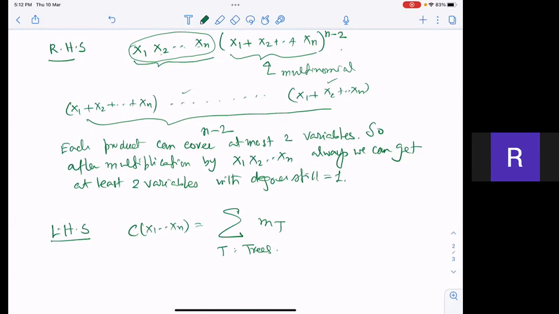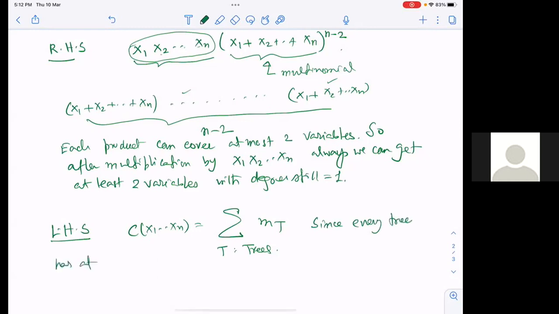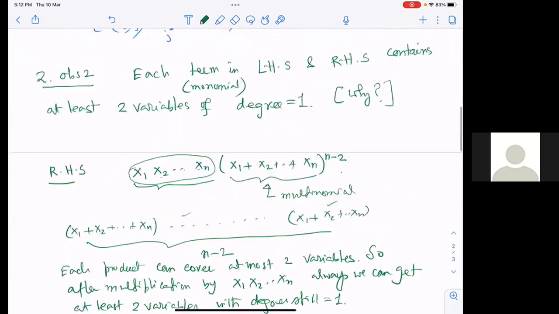Good. So since every tree has at least 2 leaves, we observe two basic properties.